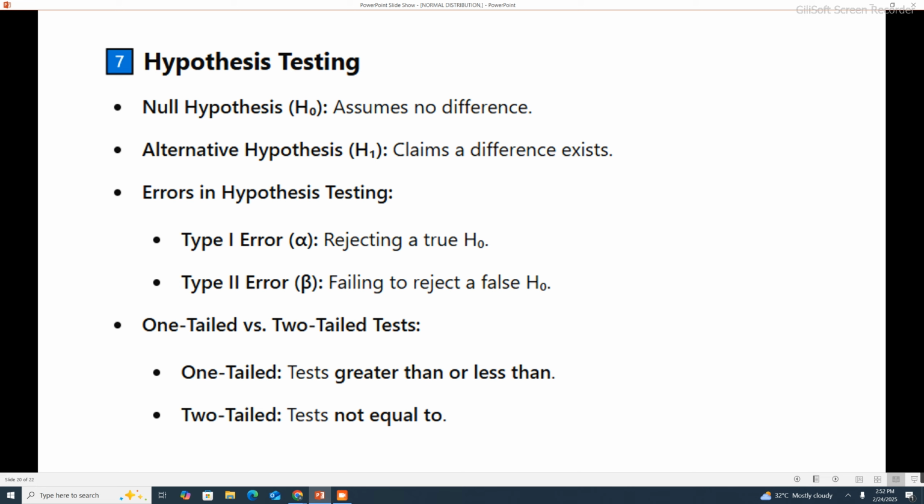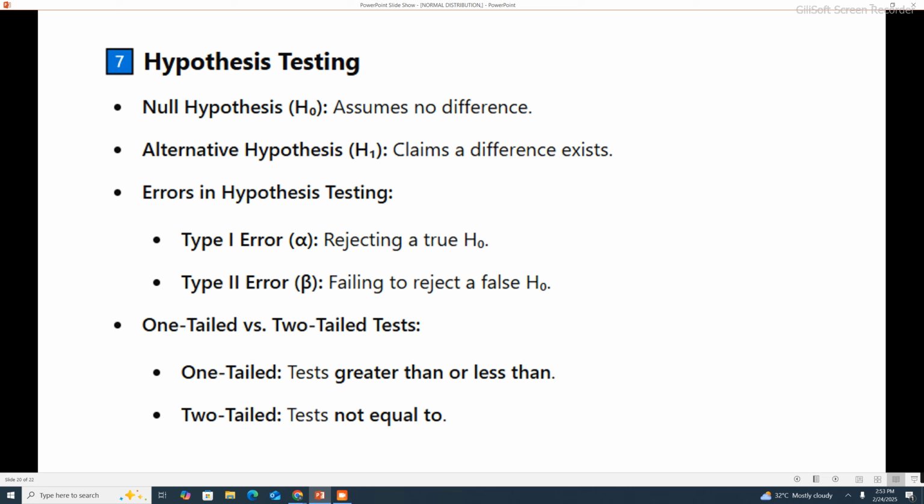Now, while you are doing this, you can commit 2 types of error. Number one is when your hypothesis is true, that is, it is really true that there is no difference between 2.0 and 2.1, and you go and reject it. You have committed a type 1 error. Or when there is a huge difference and you accept it, that is a type 2 error.